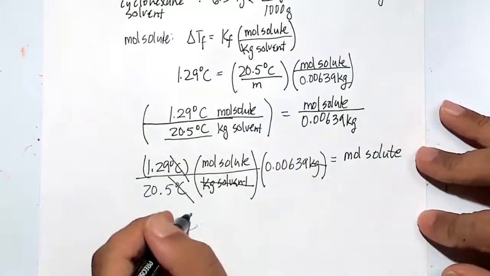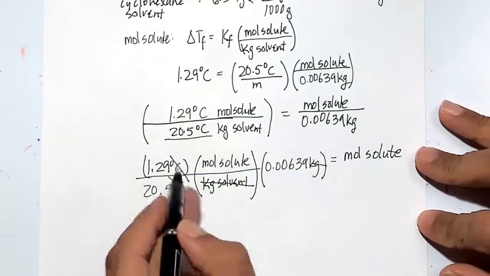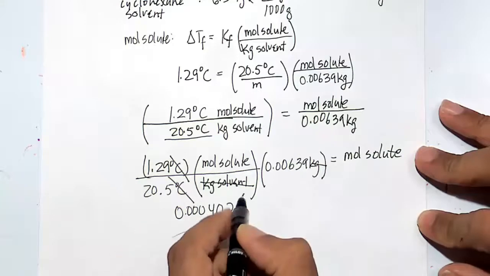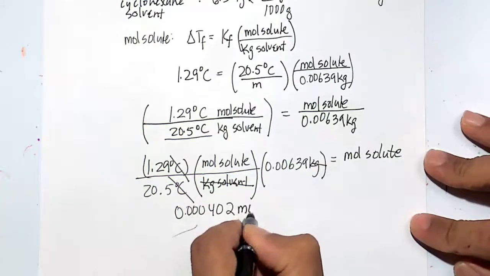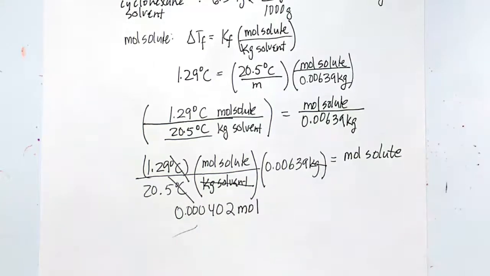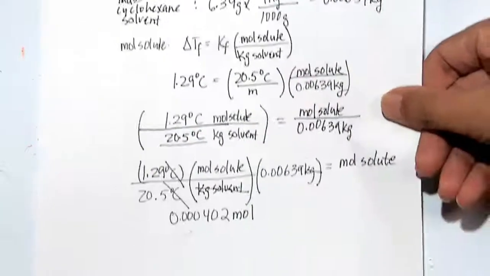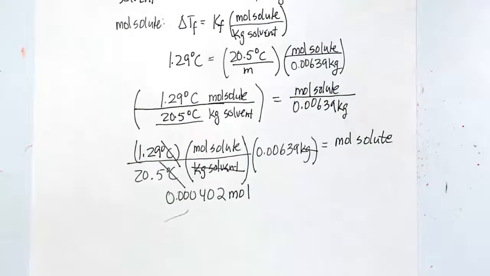And on my calculator, I'm getting an answer of 4.02 times 10 to the minus 4. And the units here are going to be moles, moles of this unknown. If we go back up, the unknown has this empirical formula. So now we know immediately how to calculate the molecular weight.